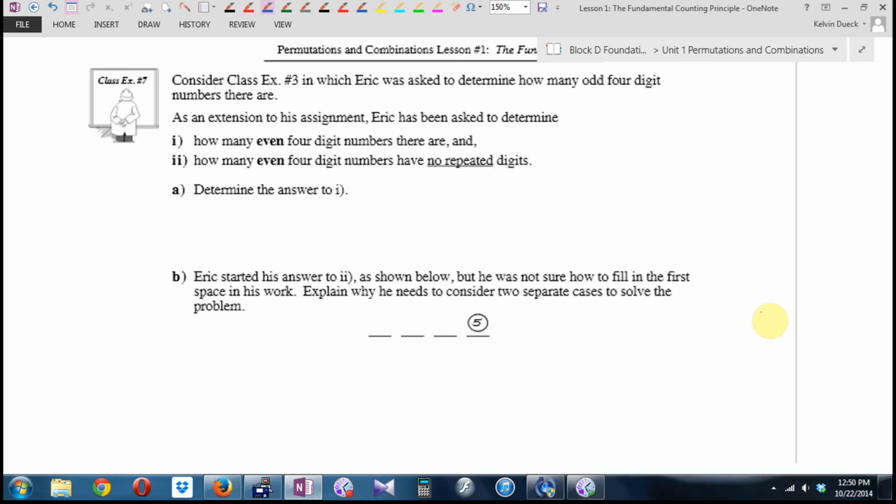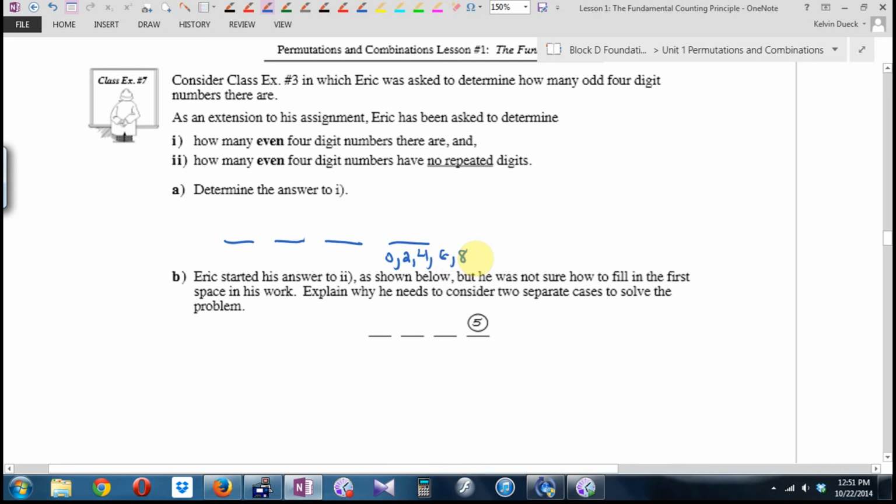But the first one, how long are these numbers? How many digits? 4. Okay, let's draw 4 blanks. 1, 2, 3, 4. What makes an even number an even number? 0, 2, 4, 6, or 8. How many choices do I have for that? Again, you'll notice, Ashley, I'm doing the restriction first, even though it appears last. I don't care. I always deal with it first. 5.